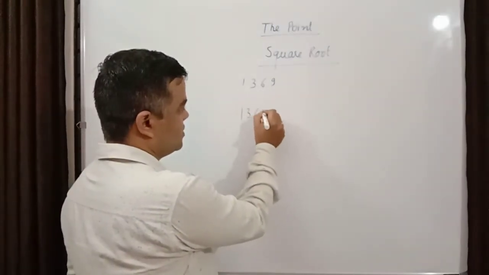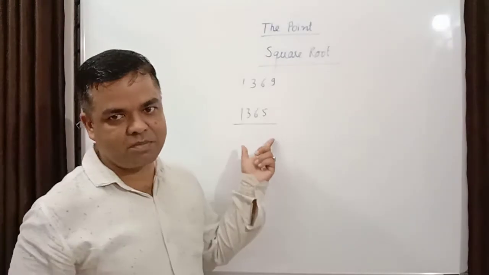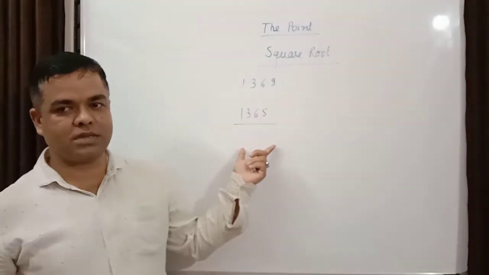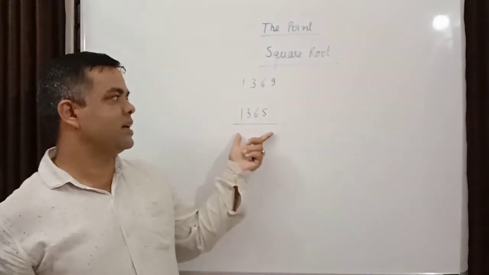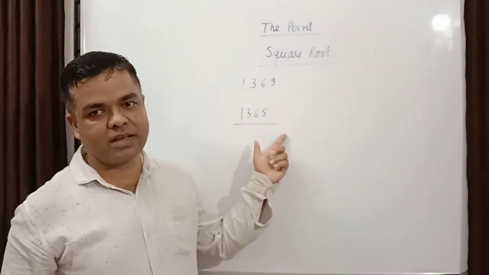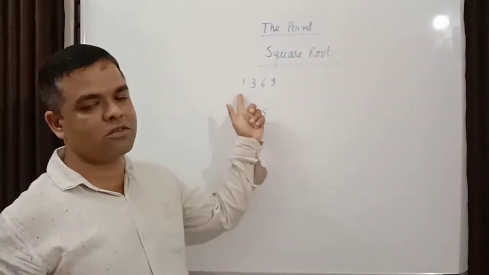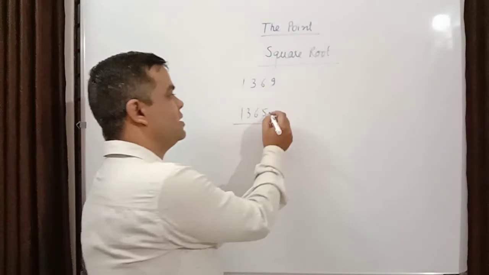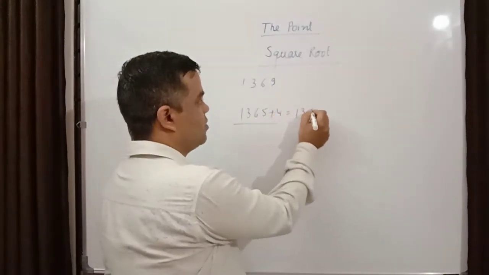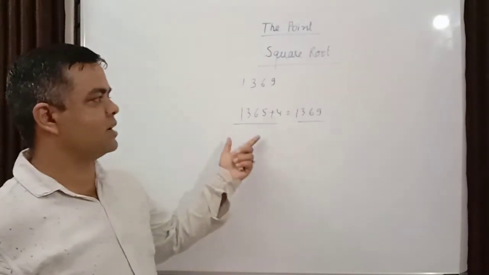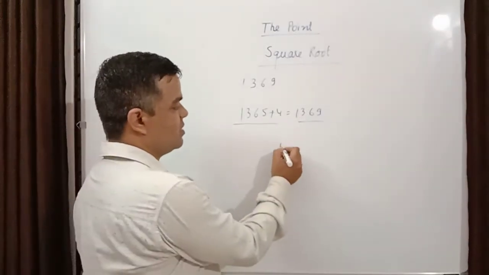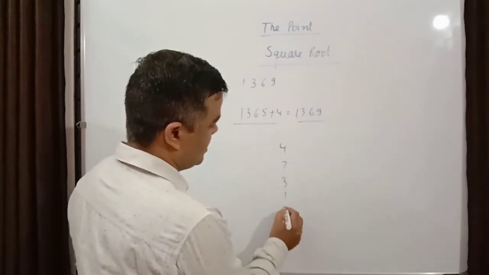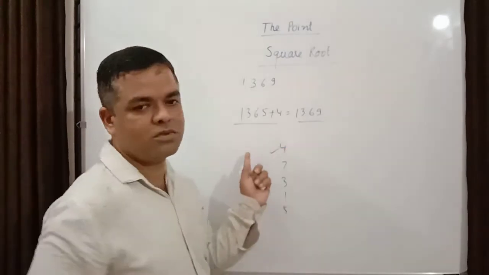1365. What should be added to this number to make a perfect square? This type of question is asked in the exam. If you know 1369 is the square of 37, then easily you can find that 4 is to be added to make this number a perfect square. Options will be given like 4, 9, 7, 3, or 1, 5. So easily you can take 4 and move to the next question.